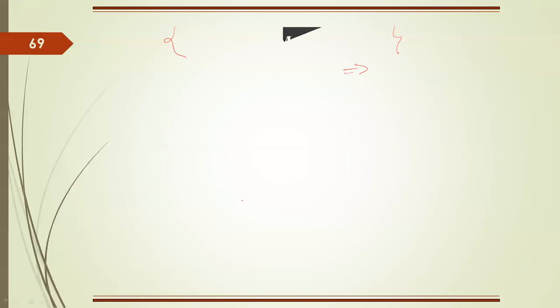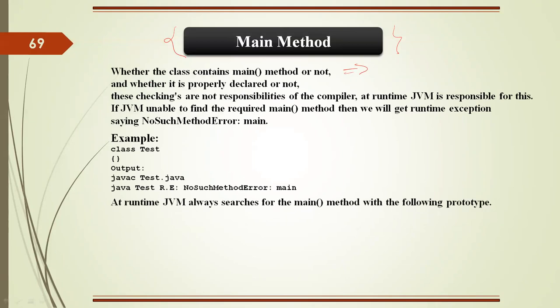Take a pen. Main method, up to first week. Okay. So now, what is the main method? Let's see whether the class contains a main method or not, and whether it is properly declared or not. These checks are not the responsibility of the compiler. At runtime, the JVM is responsible. The JVM will check whether the main method is there in the class or not.